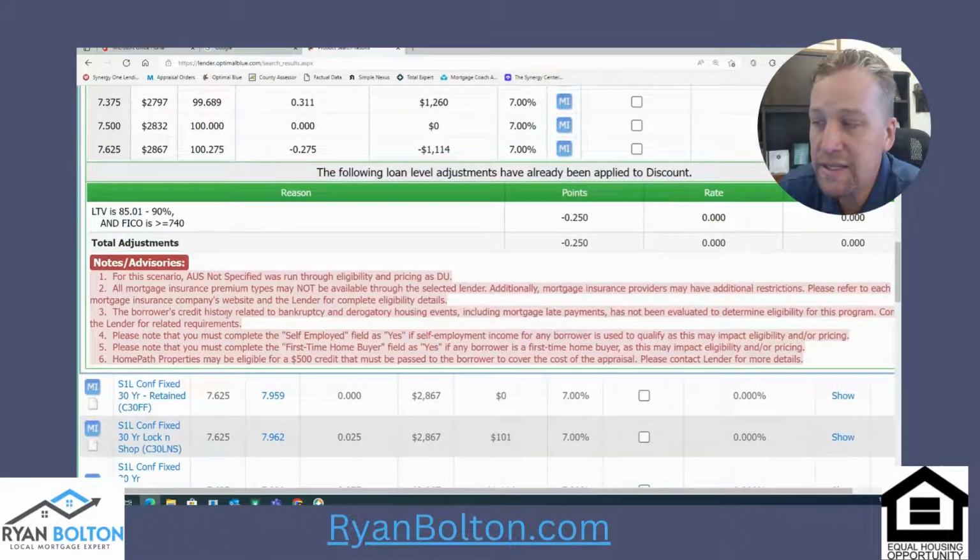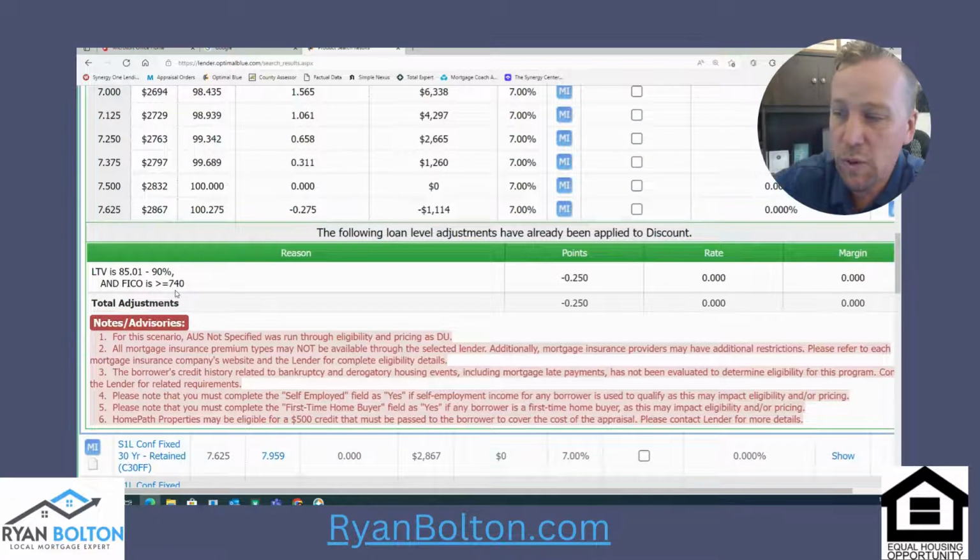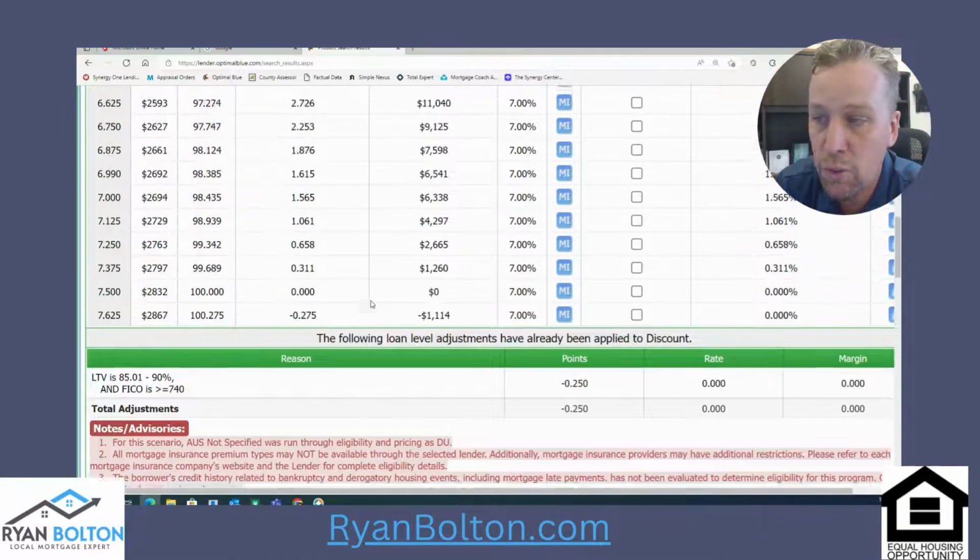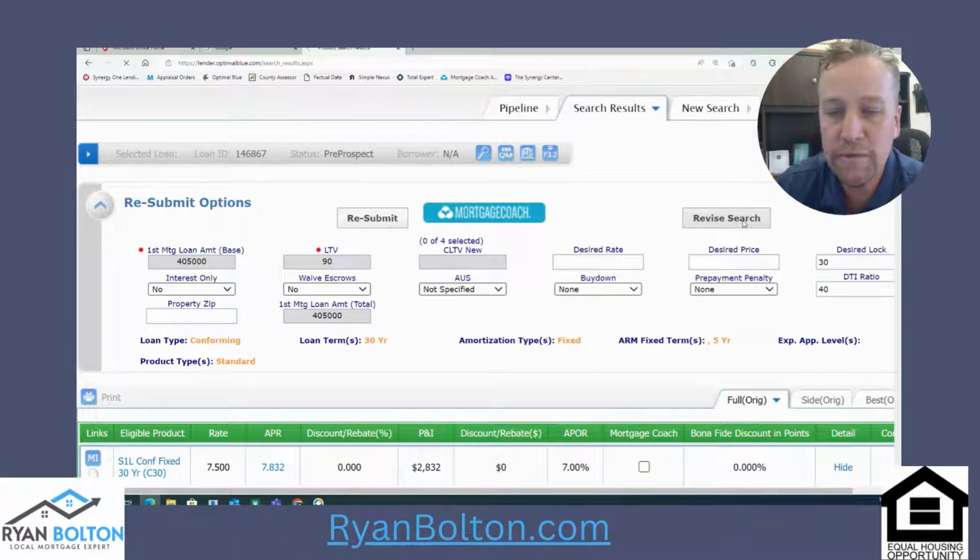Then down here, you can see all the adjustments. So you can see right here, the FICO score being above that 740 gets a point hit or a certain hit to that particular interest rate. So that's going up to 90% with that FICO score. So let's go ahead and play with this some more. So let's revise the search.